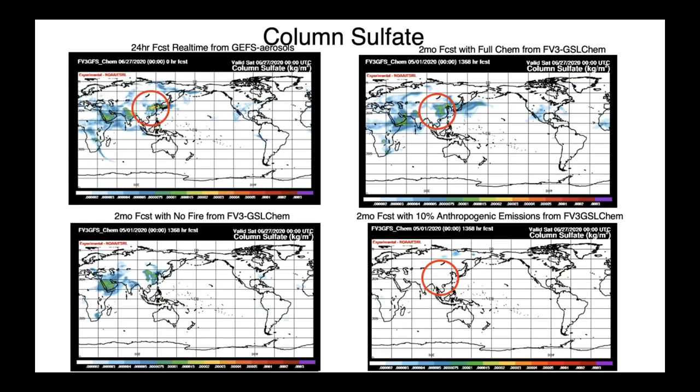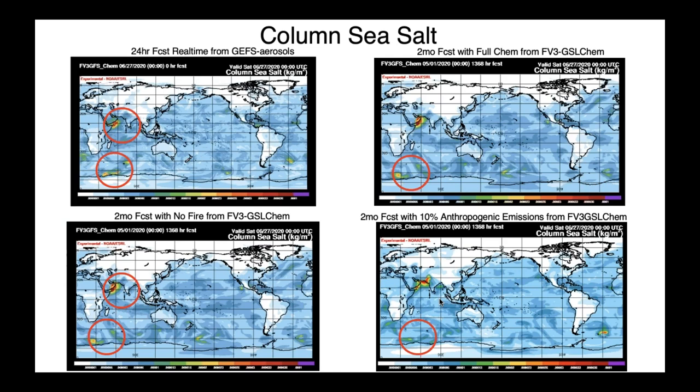Next is the column sulfate. Again, the two-month forecast is similar to the GEFS-Aerosols, and over East Asia the column integral is much reduced in the 10% anthropogenic emission case. The last one is the sea salt column integral.